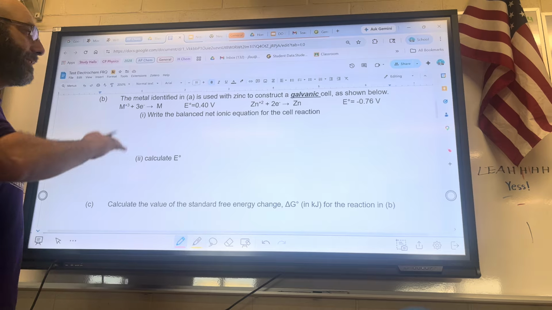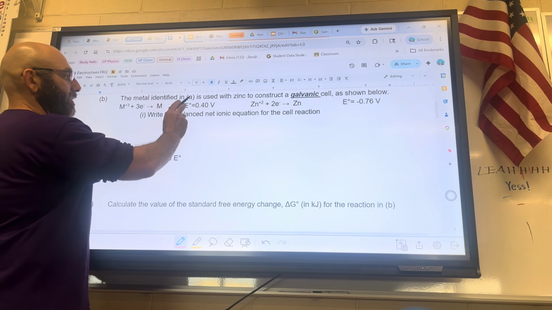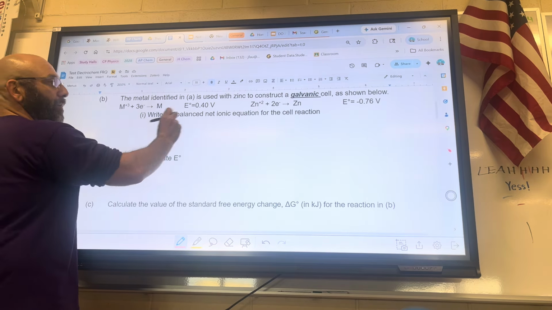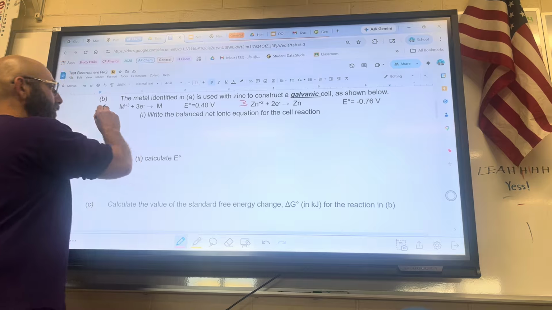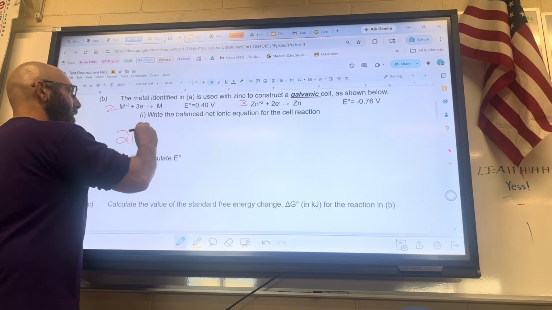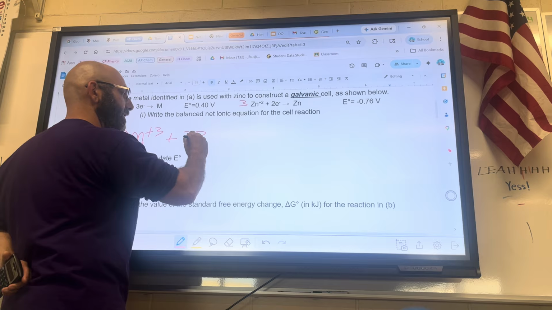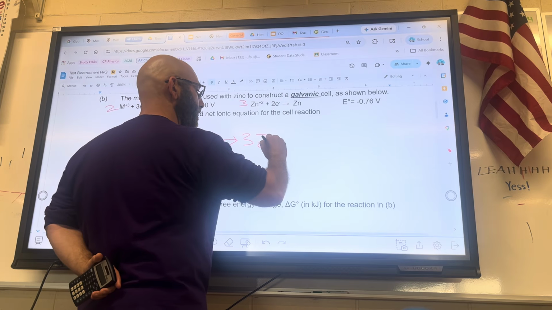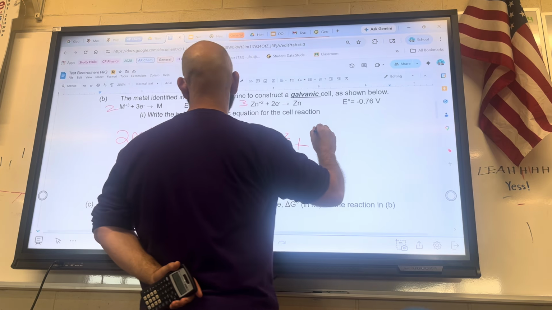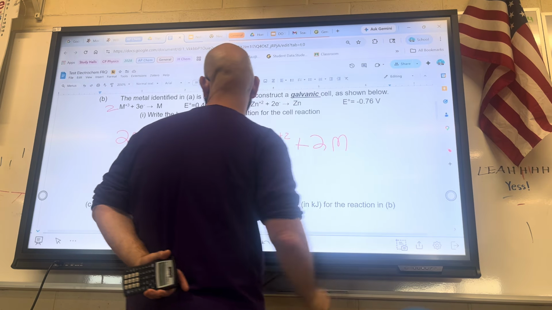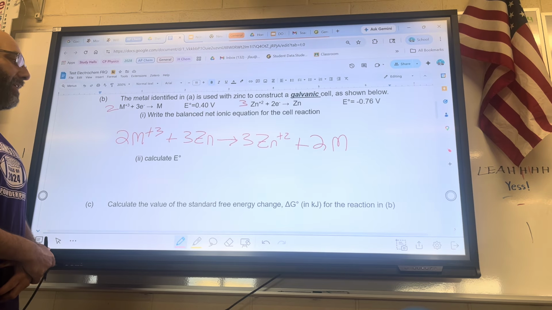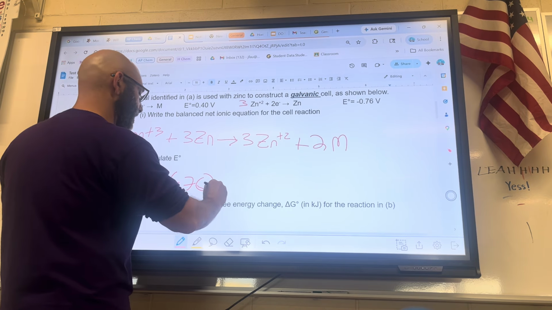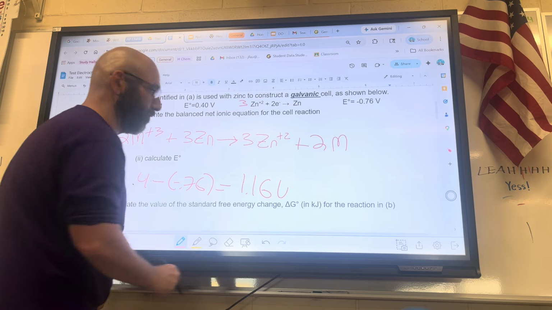So it's a galvanic cell, which means this metal is going to be reduced, zinc is going to be oxidized. We're going to multiply this by 3, and we're going to multiply this by 2. 2M3+ plus 3 Zn becomes 3 Zn2+ plus 2 M. And then this is going to be 0.4 minus a negative 0.76, 1.16 volts.